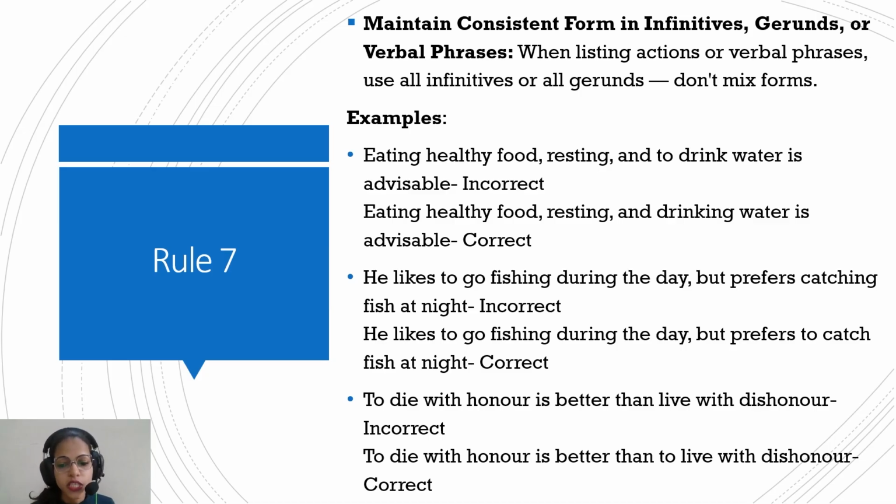To die with honor is better than live with dishonor. Incorrect. Fine, what is the difference? Oh, right. The "to" is not there. So to die with honor is better than live with dishonor. There is a missing "to" because it is not sounding parallel. To die with honor is better than to live with dishonor. So before and after "than" we are comparing, so it should be consistent.